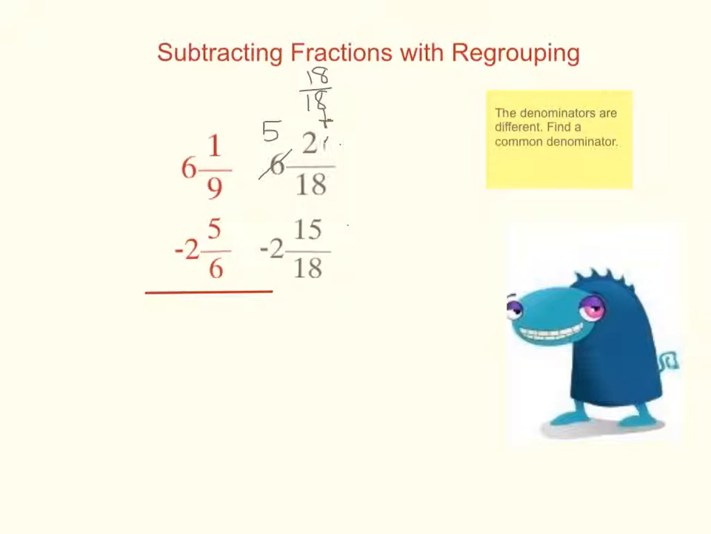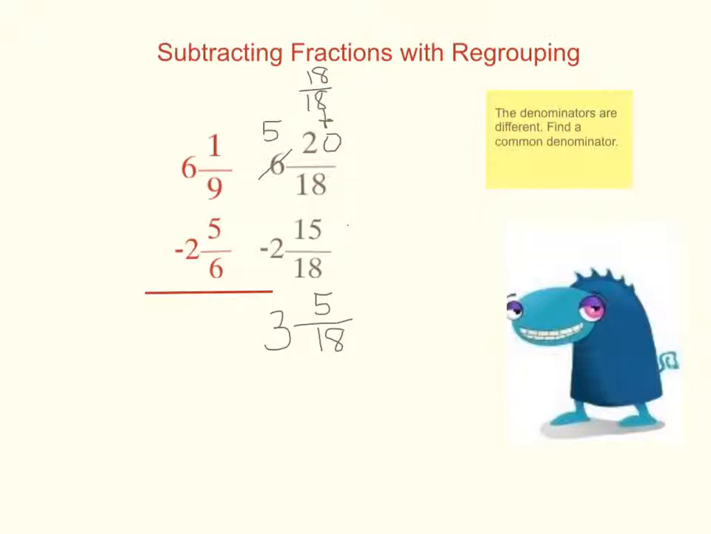so we have a total now of 20 18ths. At this point, you can go ahead and subtract the numerators, 5, and you keep the denominator of 18, and then you subtract the whole numbers, and you get 3 and 5/18.